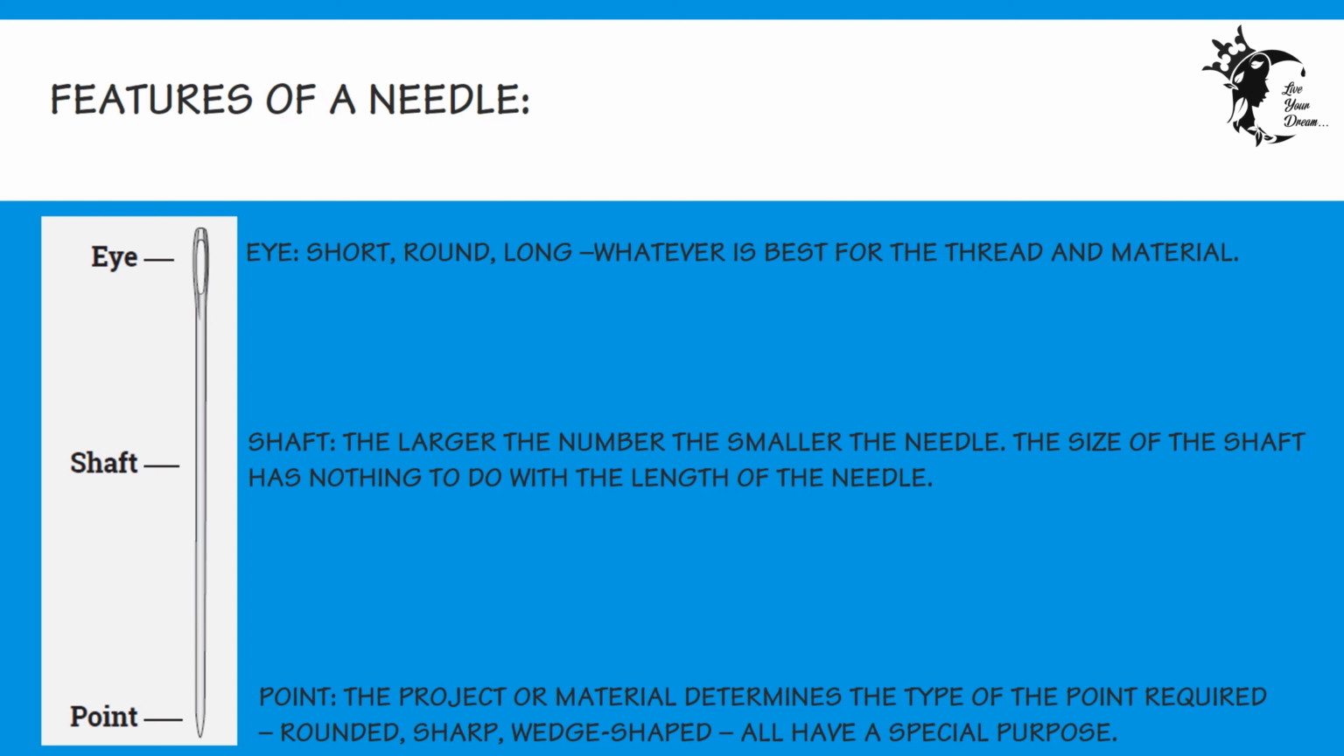Now, we'll look into features of a needle. A needle has three parts: eye, shaft, and point. The eye of a needle varies in size and shape. It is designed to accommodate the most commonly used threads for the project for which it is named. For example, embroidery needles have a long, slender eye to handle decorative threads, while betweens needles have a tiny round eye to handle fine threads required for quilting.